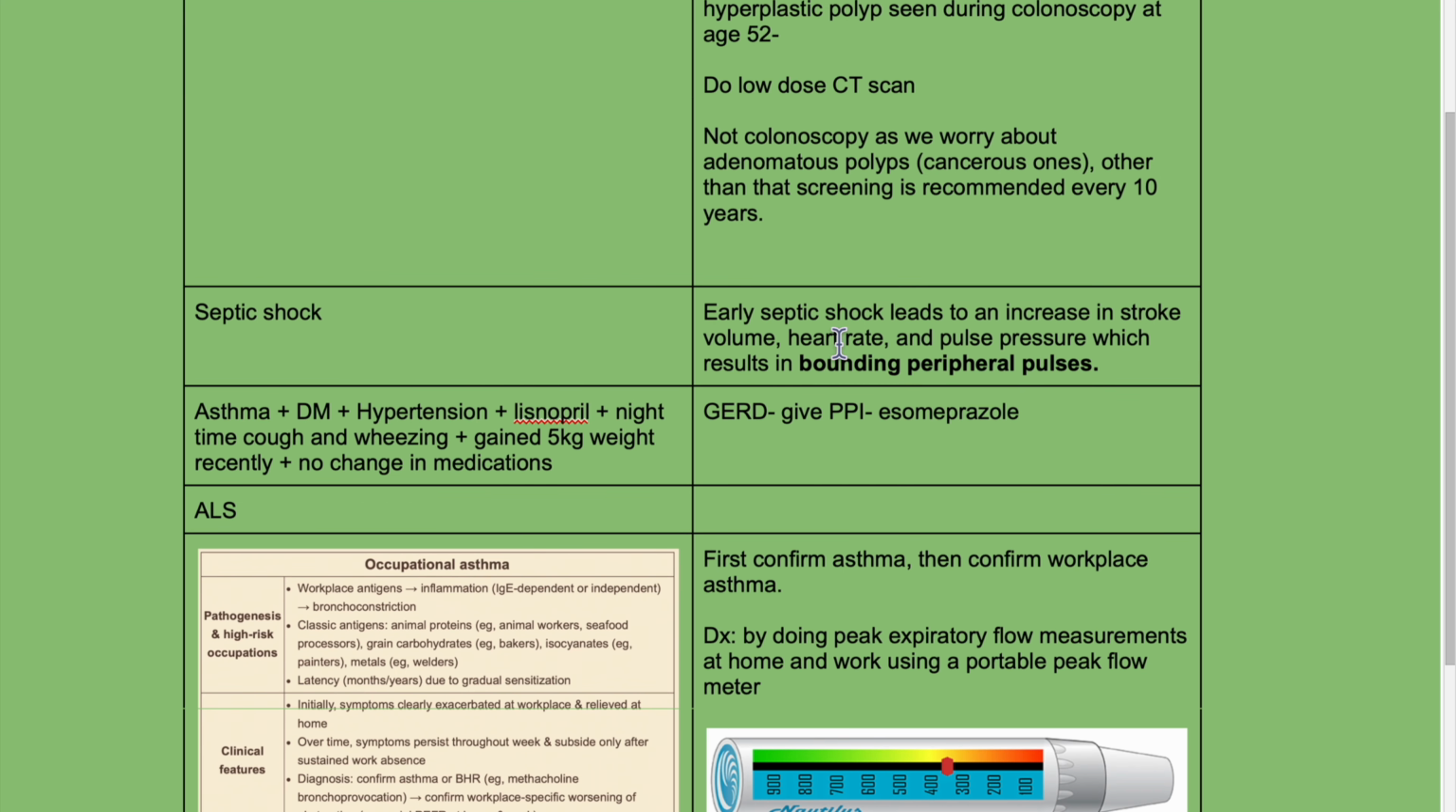Septic shock. Early septic shock leads to an increase in stroke volume. Okay, so if there's a patient with septic shock confirmed, what are the other things that we gotta worry about? So early septic shock leads to an increase in stroke volume, heart rate, and pulse pressure, which results in bounding peripheral pulse. So this is probably what was important. You get bounding peripheral pulses. This reminds you of water hammer pulse. So you get the same thing in septic shock. Okay. Why? Because this thing dilates the arteries, if I remember correctly, right?